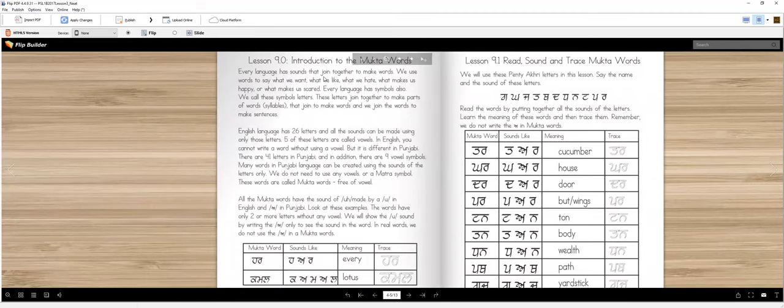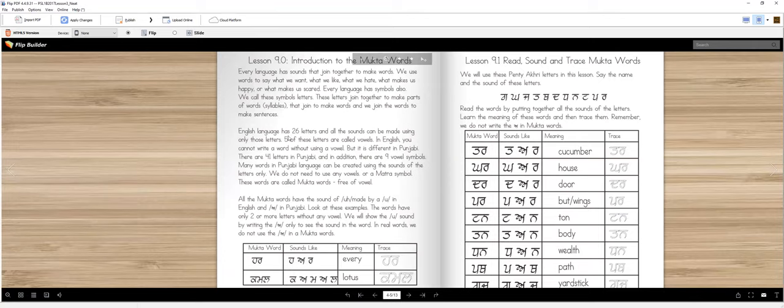Every language has sounds that join together to make words, right? We use words to say what we want, what we like, what we hate, what makes us happy, or what makes us scared. Every language has symbols also. We call these symbols letters. These letters join together to make parts of words, syllables, that join to make words, and we join the words to make sentences, right? Lots of things to think about.